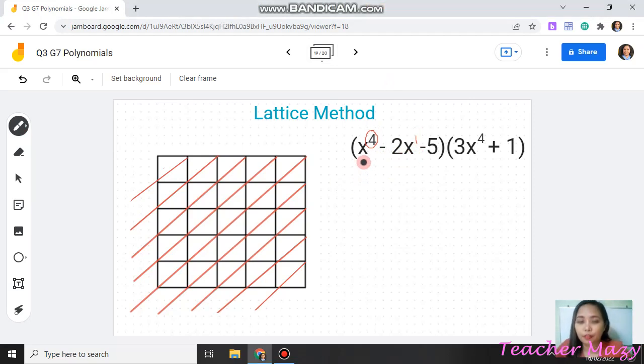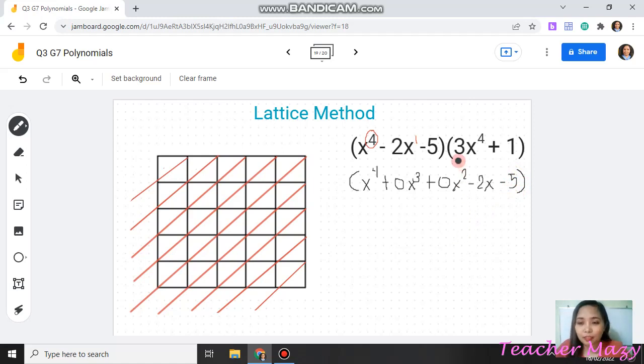Okay, so for the first factor, let's rewrite it. So, that is x raised to 4 plus 0x cubed. Since what's missing is the cube and the squared, we will add 0 and then x squared. Okay? That is what you write when there is a missing term. Next is minus 2x minus 5.